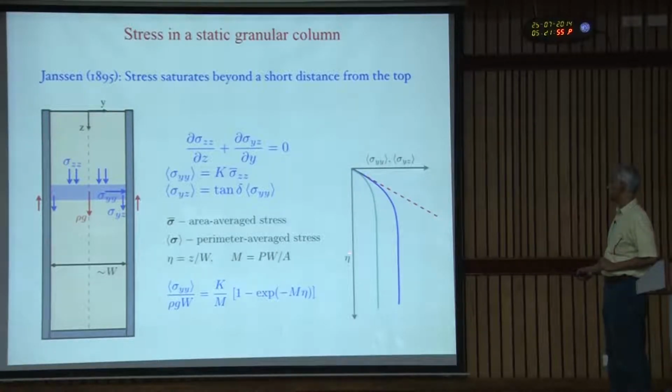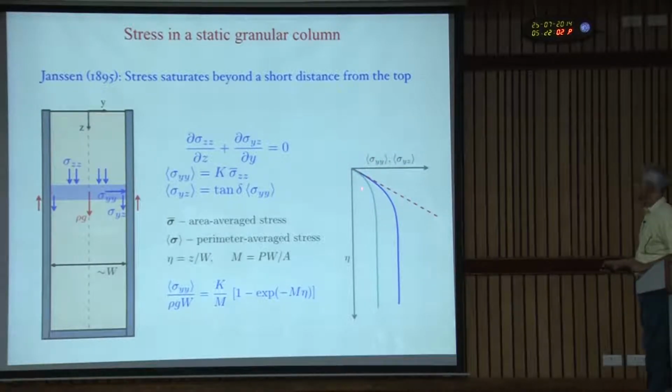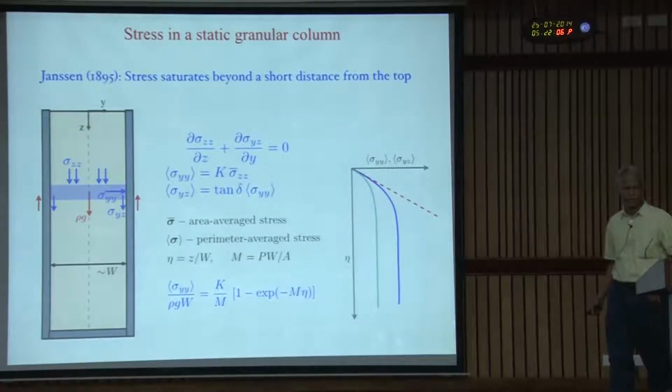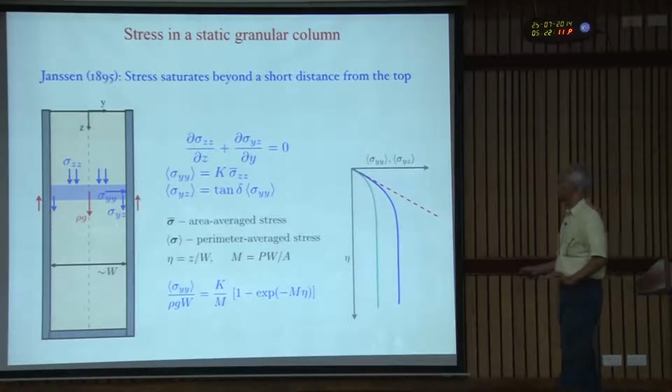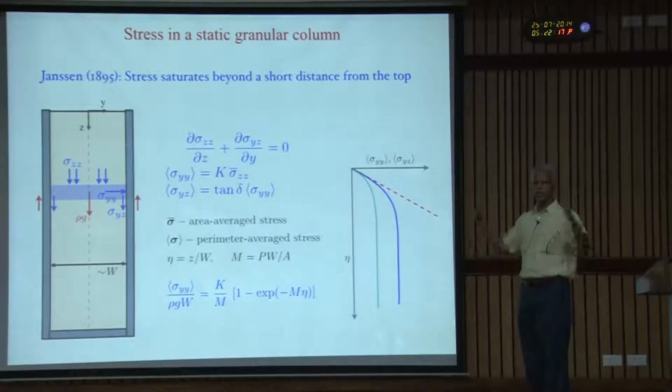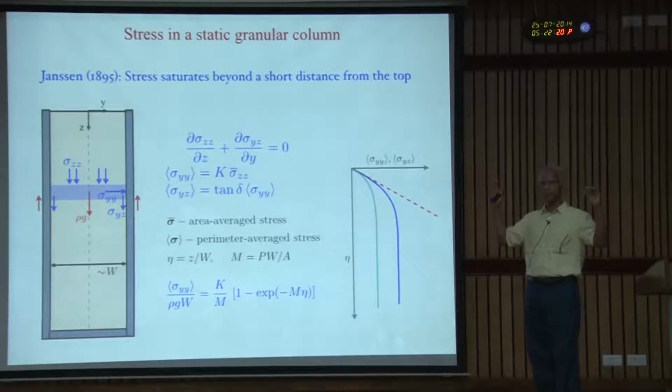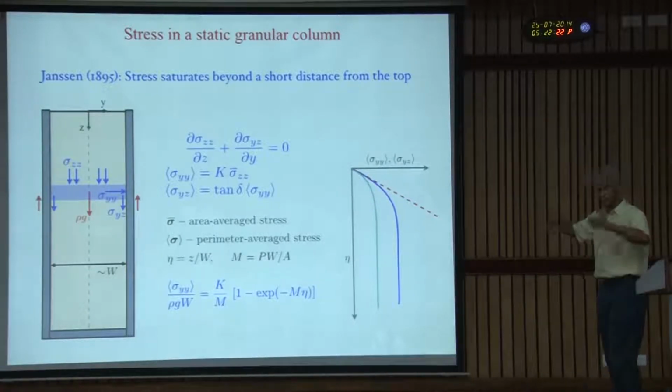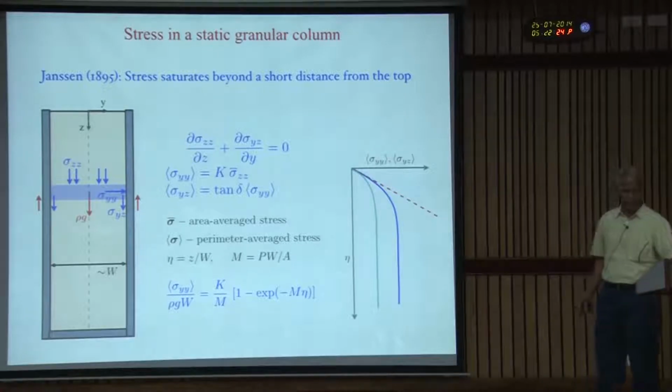So this is the dimensionless distance from the top, and these are the dimensionless stresses. Okay, the stresses saturate very quickly, exponentially in fact, from the top, and that's simply because the weight of this area beyond a certain point is fully held by the walls. Unlike in a fluid where the weight is just transmitted below, and that's why the pressure keeps going up linearly with distance.